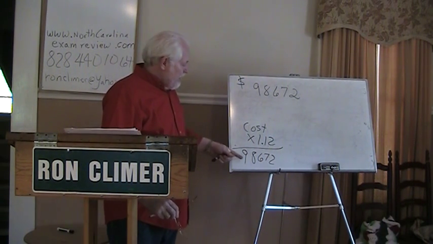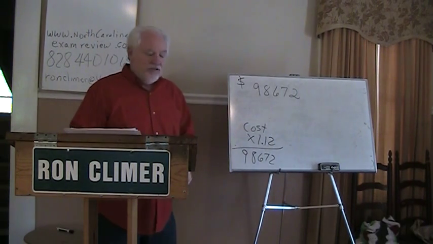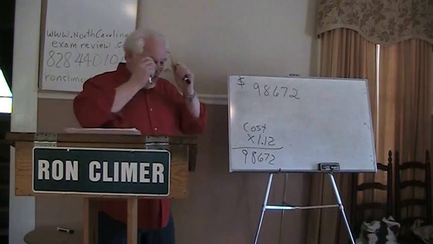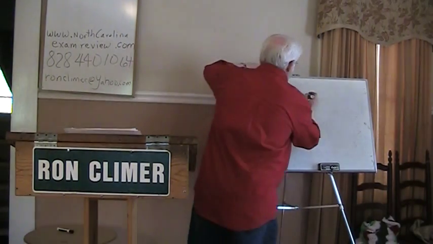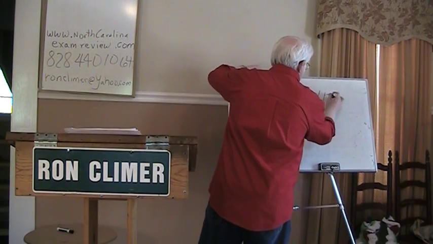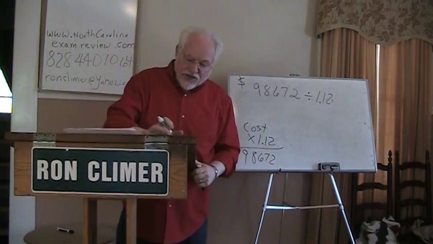Well, if that's true, if we did that arithmetic backwards, it should take us to the original cost. The backwards of multiply is divide. So let's take the sale price and divide it by 1.12. All right? You got a calculator? Do this with me.